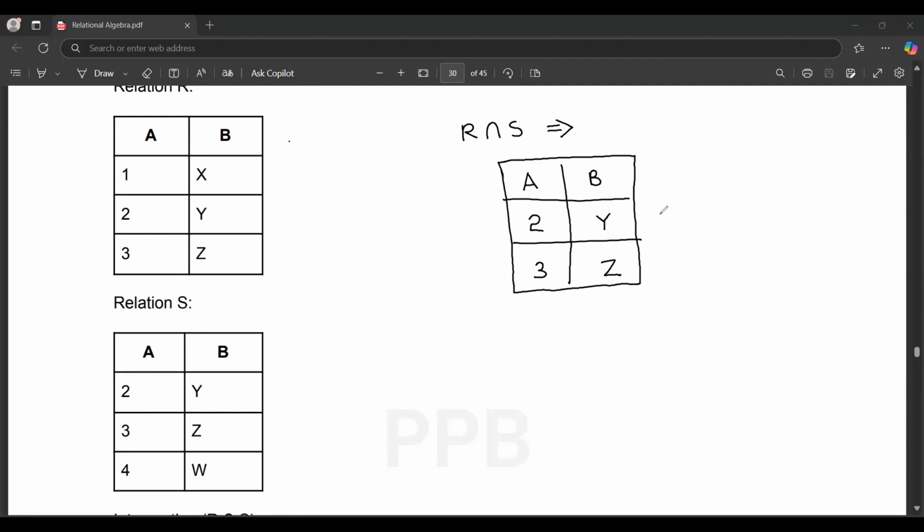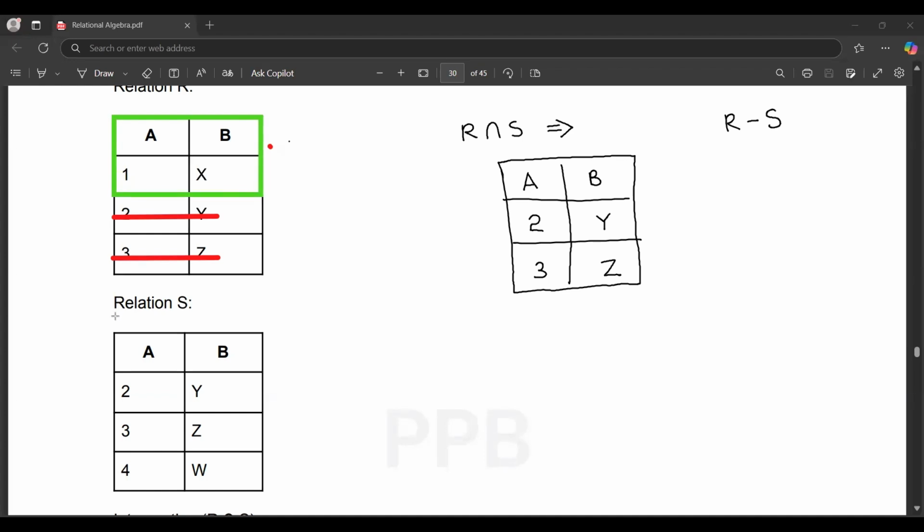This can also be understood by breaking it down into simpler steps. The first step will be R set difference S. You can see we already learned about set difference in the earlier videos. So what are the tuples in R that are not present in S? Well, only 1x is present in R that is not present in S. Therefore, this will be the output for R set difference S.